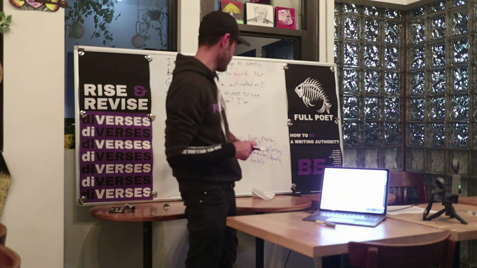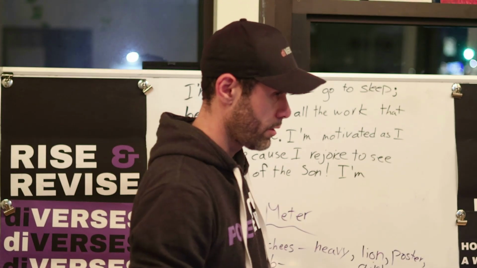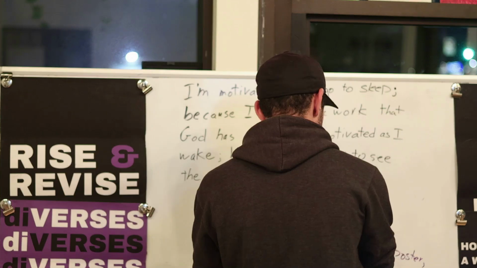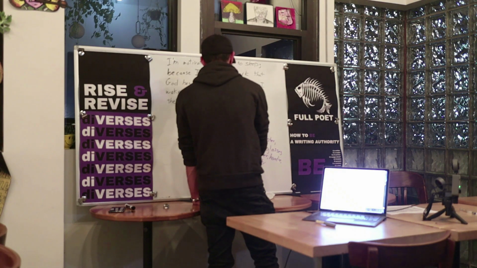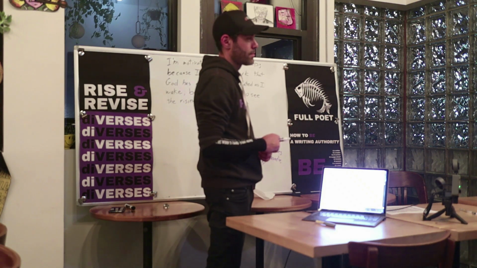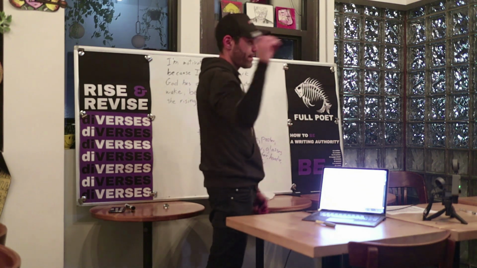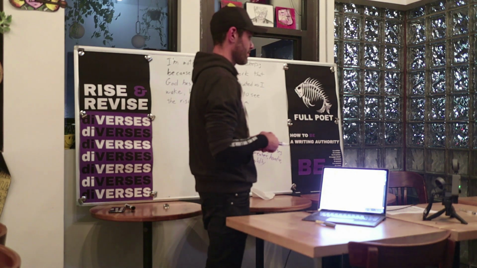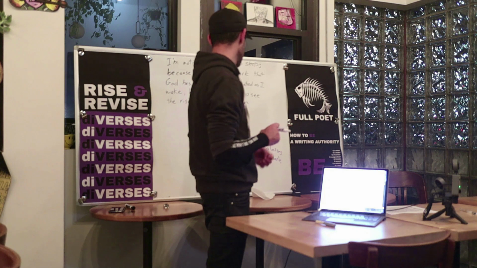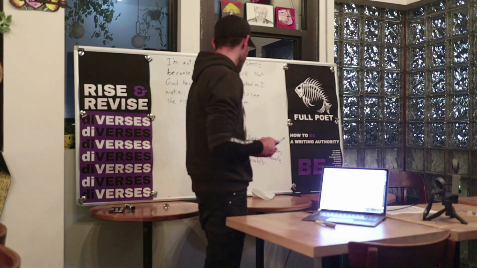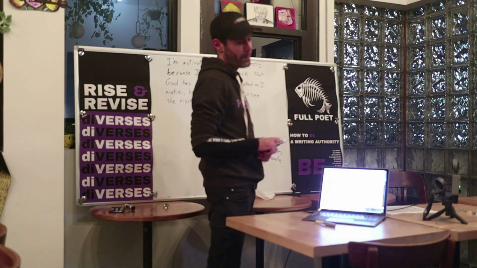So trochees are heavy, stressed, and weak. Iambs are the opposite. They're weak then stress. We could think, for instance, today, despite, inspire, if you treat that spire as one syllable. How about gladly? Gladly would be a trochee. Today, despite, inspire.